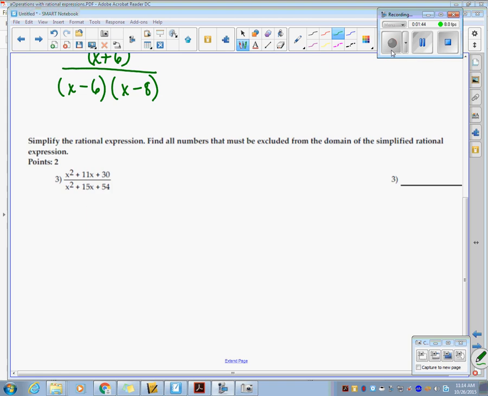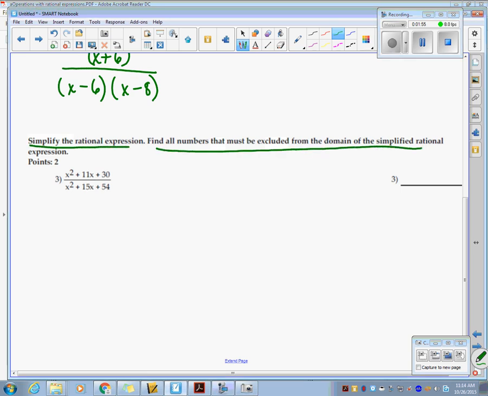And so we come to number 3. In question number 3, it says that you have to simplify and find all the numbers excluded from the domain. So in this one, we have to factor. So x squared plus 11x plus 30 factors into x plus 5 and x plus 6. And the bottom factors into x plus 9 and x plus 6.